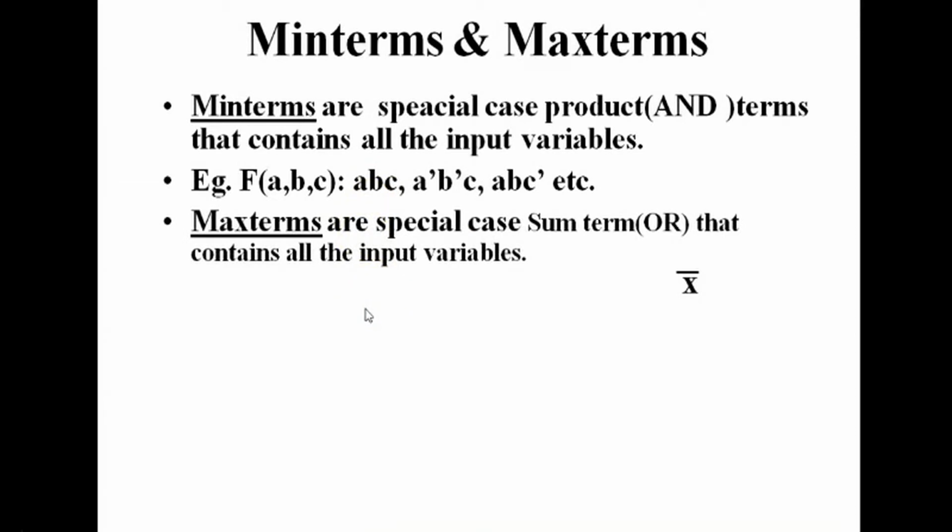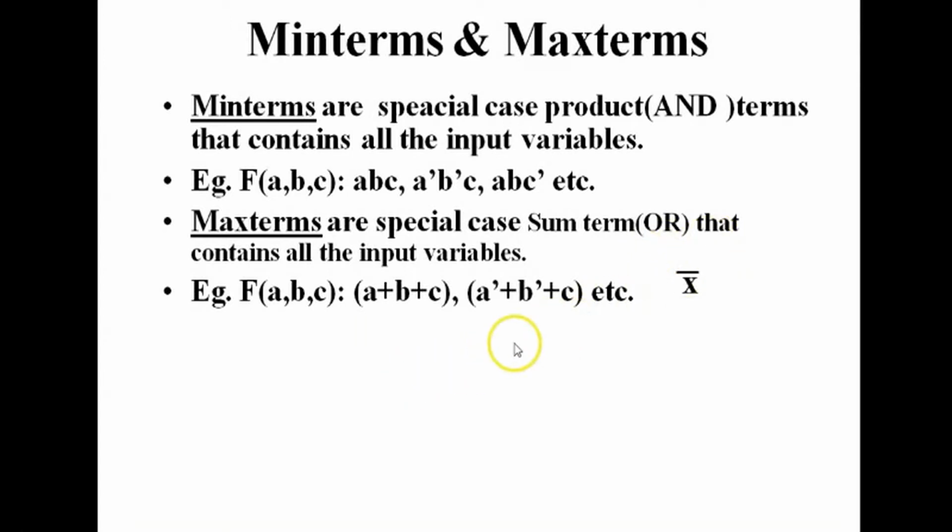Now, max terms are special case sum terms, or OR terms, that contain all the input variables. For example, A plus B plus C and A dash plus B dash plus C are two examples of max terms, because A plus B plus C is a sum term and it contains all the three input variables A, B and C. Similarly, A dash plus B dash plus C is a max term because it is a sum term and it contains all the three input variables A, B and C.